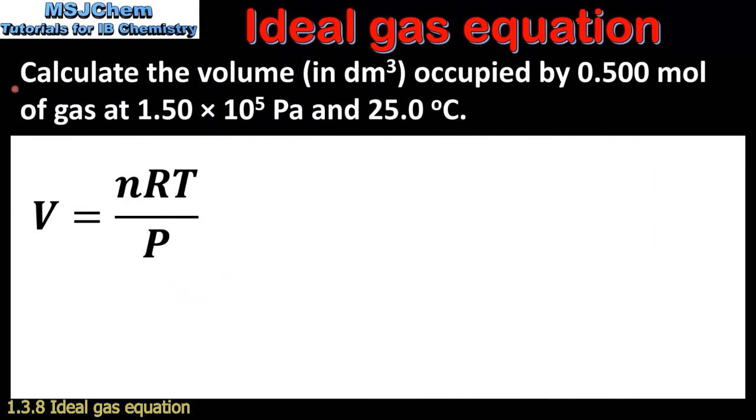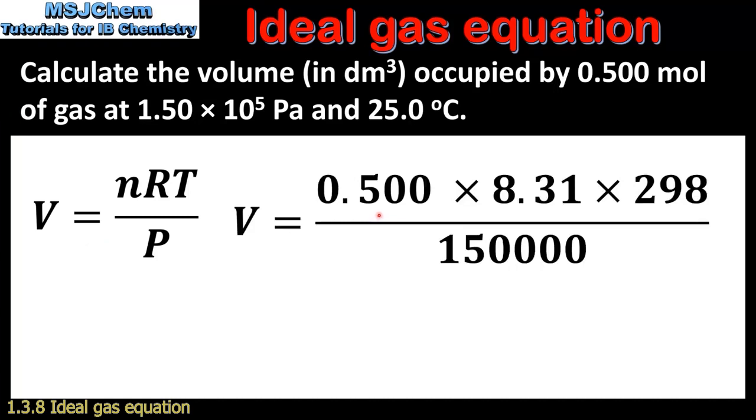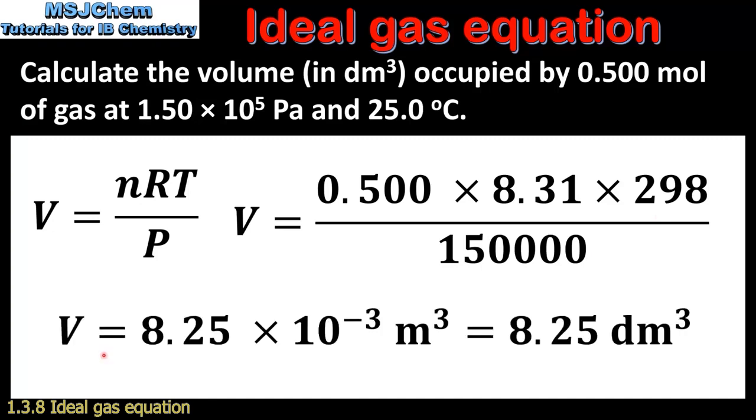In the first example, we'll calculate the volume in cubic decimeters occupied by 0.5 moles of gas at 150,000 pascals and 25 degrees C. So we'll use this equation to calculate the volume. The amount in moles is 0.5, the universal gas constant is 8.31 joules per Kelvin mole, and the temperature in Kelvin is 298. We then multiply these together and divide by the pressure, which is 150,000 pascals. This gives us a volume of 8.25 times 10 to the negative 3 cubic meters.